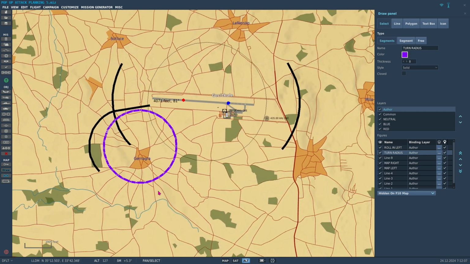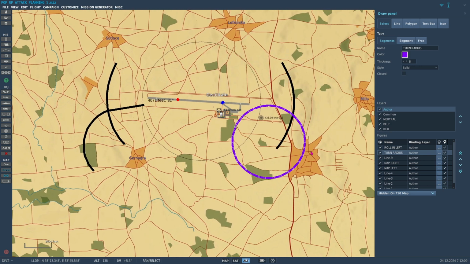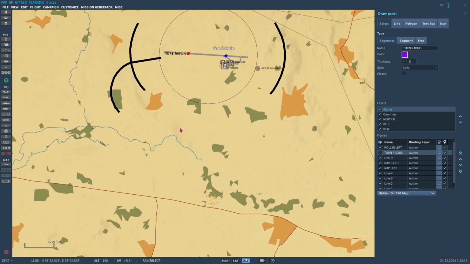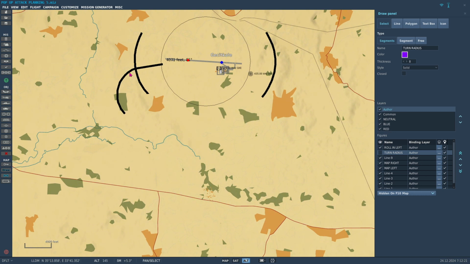I move it to do the same on the other side. I just leave it there to use it for the number 2 aircraft on the right doing the same thing.